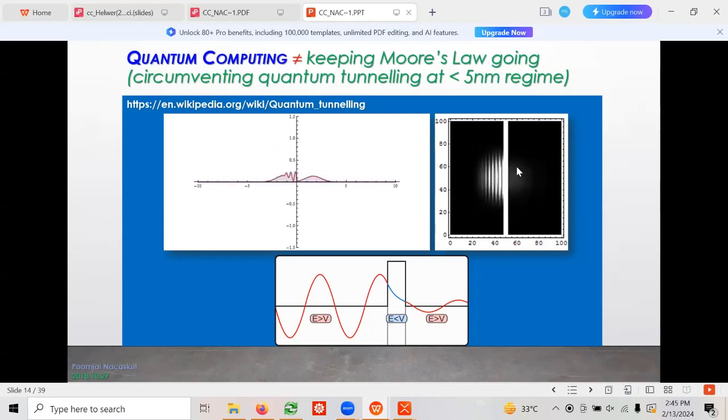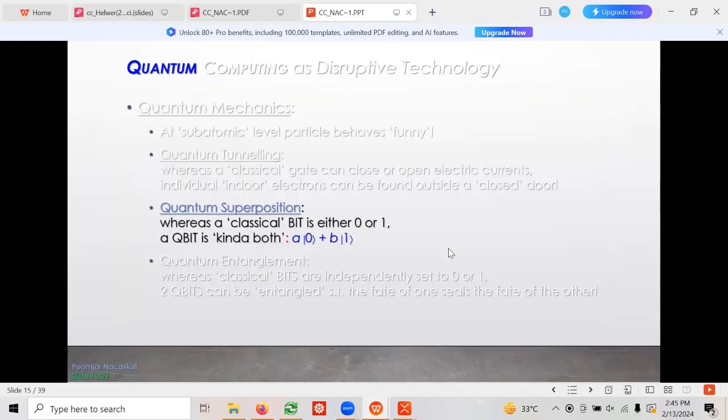This risk was not significant 10 years ago. Nobody cared. Because this barrier is so big. But as you miniaturize, the barrier gets so small that the probability can successfully leak. That's what it means. Okay?